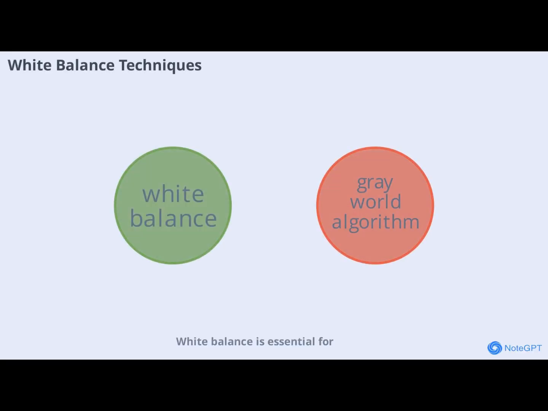White balance is essential for correcting color distortions in underwater images. The gray world algorithm is a popular method that assumes the average color in a scene should be neutral gray. By adjusting the red, green, and blue channels, this technique compensates for color shifts caused by different lighting conditions. Proper white balance ensures that colors in underwater images appear more natural, making it easier to identify objects and analyze scenes accurately.